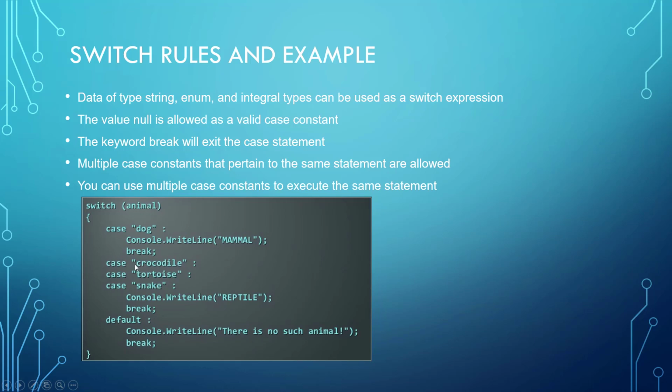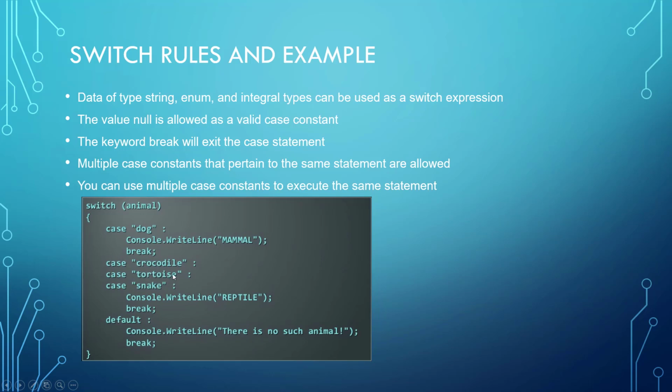Now, you can have cases that fall through. So in this case, let's say the value that we put into the variable animal was tortoise. As it entered the switch statement, it would evaluate this is tortoise, and then look for a case. Oh, dog, nope, that's not it. Let's skip. Crocodile, nope, that's not it. Let's skip. Tortoise, okay, I'm going to go in here.